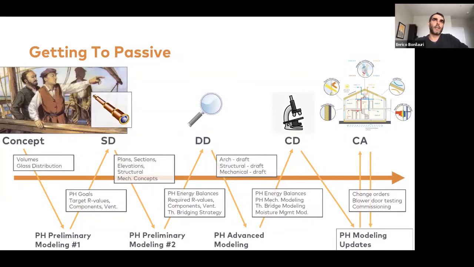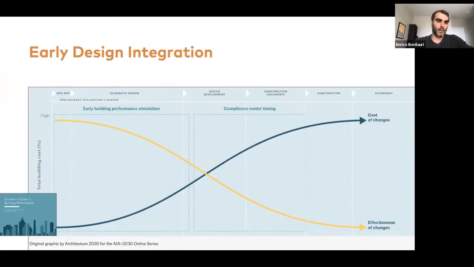But the good thing is that once you learn these steps, it becomes second nature, and you never go back. Early design integration, this comes from Architecture 2030, and the sooner you get on board, the more significant changes you can make at the lowest cost.